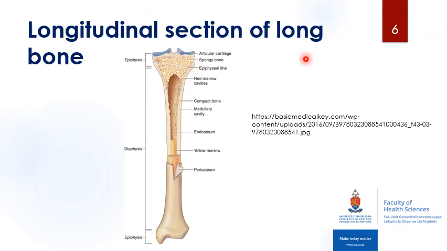In the middle of your bone over here, you will have your yellow marrow. And in your yellow marrow, you'll form your mesenchymal stem cells, which are important for the formation of cartilage, fat, and bone.